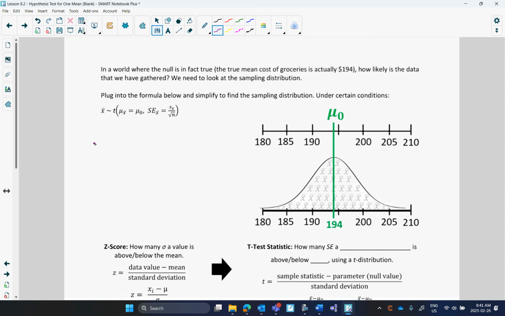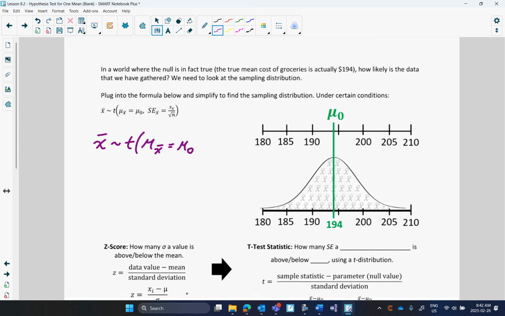So here, well, the average of our sample means is going to be the same as the null hypothesis mean. Okay? Because that's sort of the mean that we're comparing against.